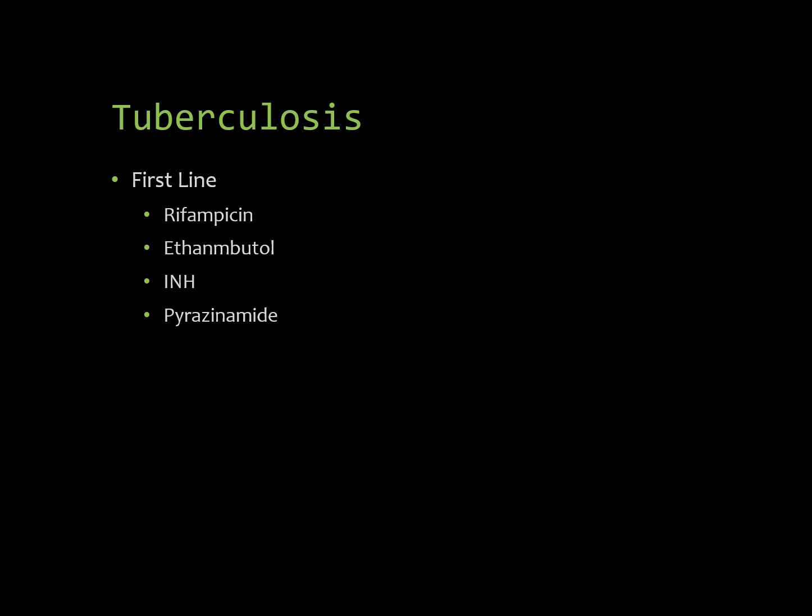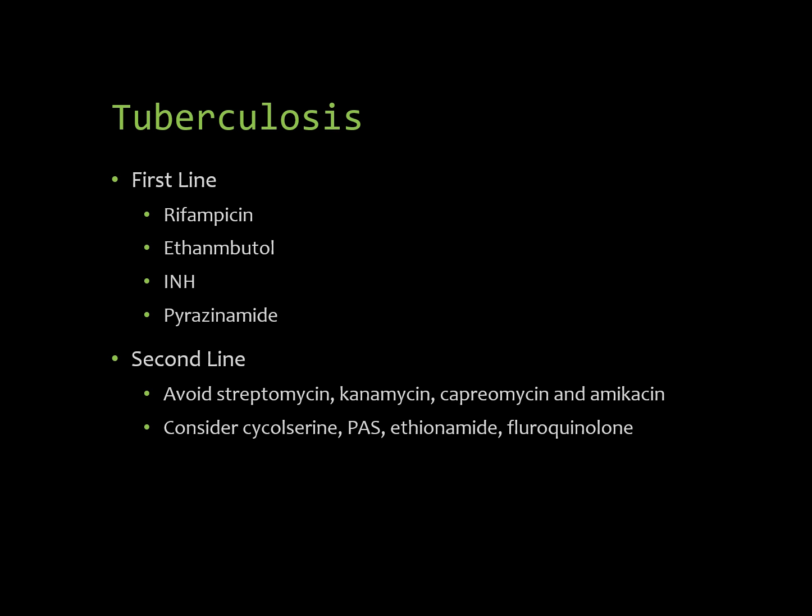Tuberculosis in pregnancy. All the first line drugs are safe except streptomycin. Streptomycin, being an aminoglycoside, can cause various fetal abnormalities, such as deafness and renal failure in the fetus. When it comes to second line drugs, we should try to avoid streptomycin, kanamycin, capreomycin, and amikacin, and we should instead consider cycloserine, PAS, para-aminosalicylic acid, ethionamide, and fluoroquinolones.